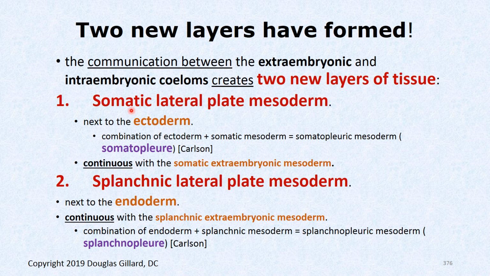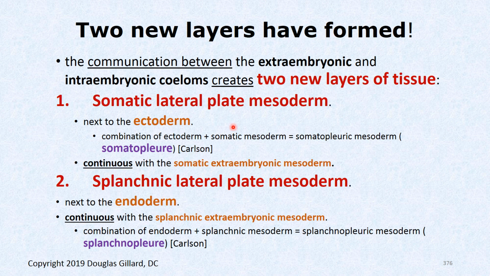So the two layers are the somatic lateral plate mesoderm and the splanchnic lateral plate mesoderm. We'll see their a.k.a.s, which is what I just said a second ago. There is one important thing. This one is next to the endoderm. Splanchnic mesoderm is next to the endoderm.